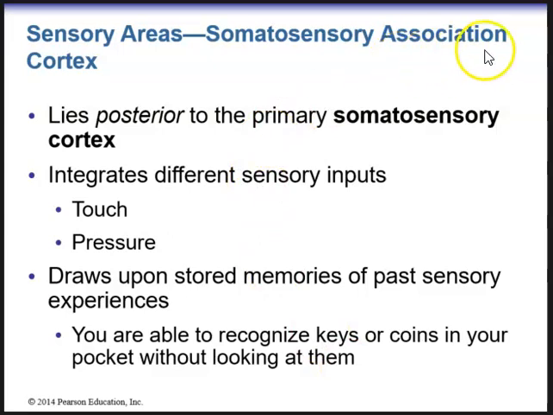The somatosensory association cortex will lie posterior to the primary somatosensory cortex, and then will integrate different sensory inputs such as touch and pressure. These draw upon stored memories of past sensory experiences. So you're able to recognize keys or coins in your pocket without even looking at them. You know that they're there. So basically you're drawing from past memories of these objects.